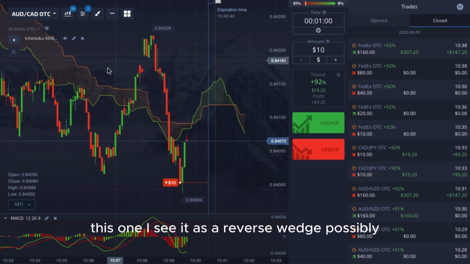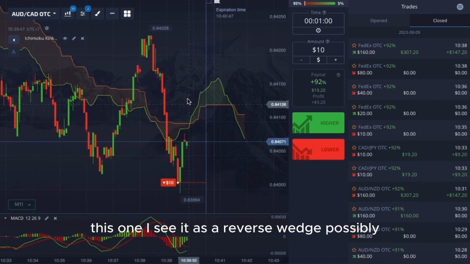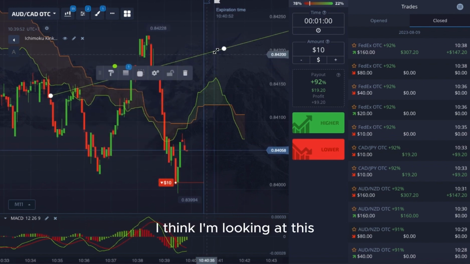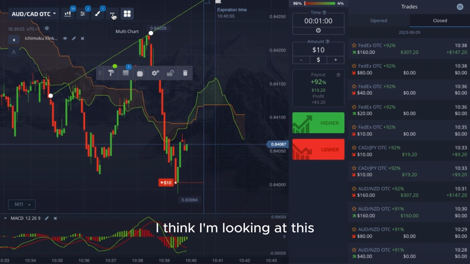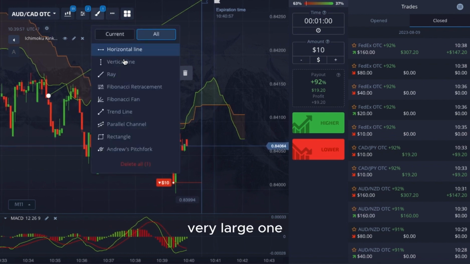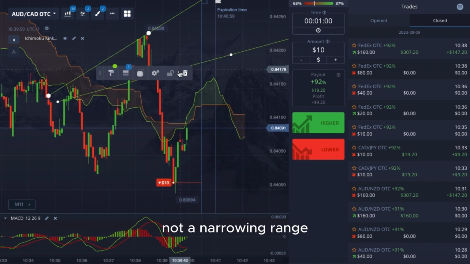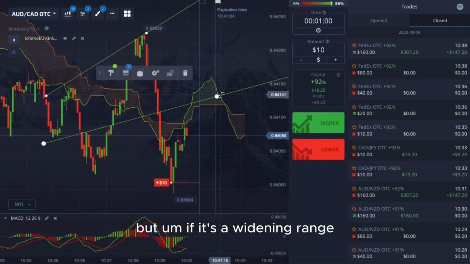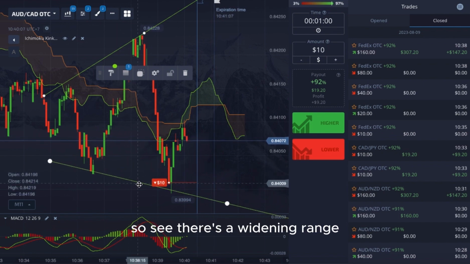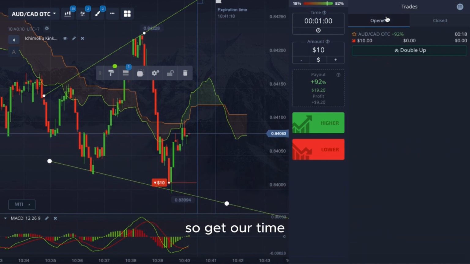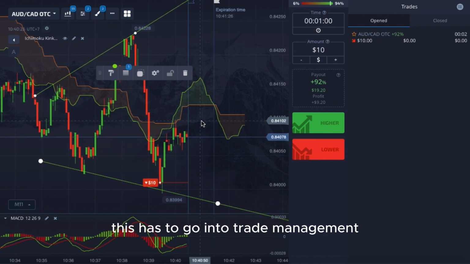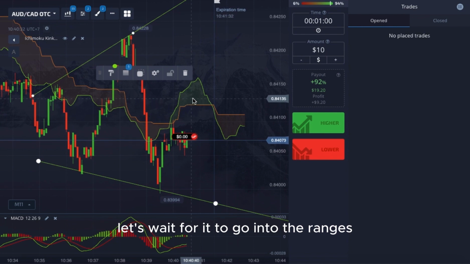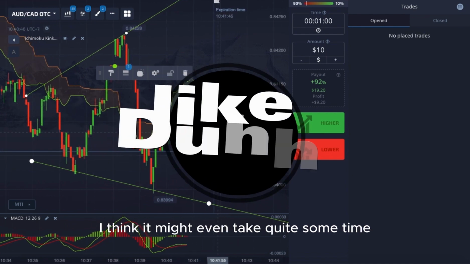This one, I see it as a reverse wedge, possibly, just to show you what I'm talking about. I think I'm looking at this very large one. So it's a widening range, not a narrowing range. Narrowing ranges are very stressful, but if it's a widening range, it's the opposite. So you can see there's a widening range. So again, this has to go into trade management, in other words, the Martingale. Let's wait for it to go into the ranges. I think it might even take quite some time for that to happen.